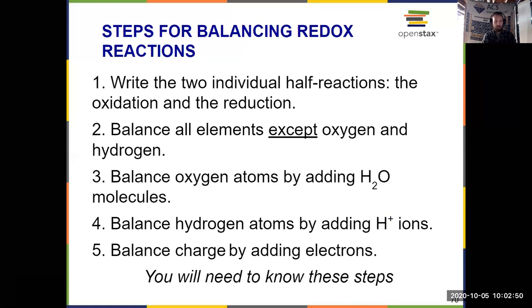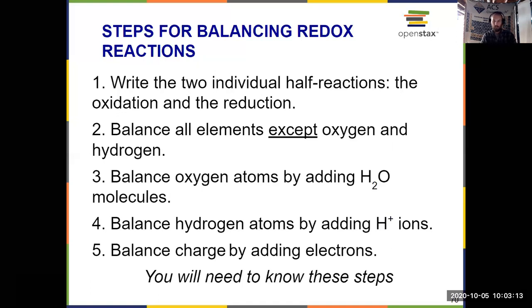But after that, you'll typically run into problems where oxygen and hydrogen aren't balanced. So what do I do to fix that? I remedy the oxygen problem by adding H2O to whatever side needs more oxygen. However many oxygens I need, that's how many H2Os I add. And I have to do that first. The order of these steps has to go in order.